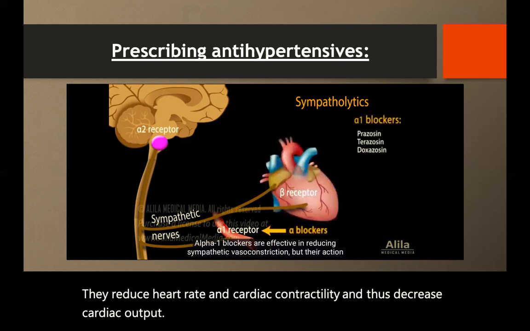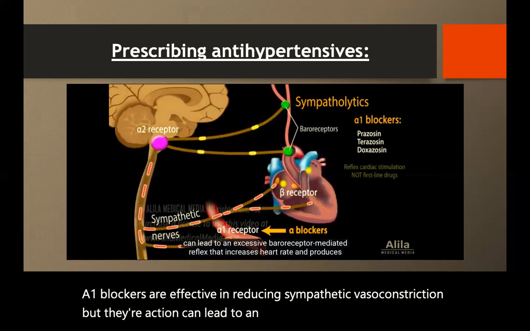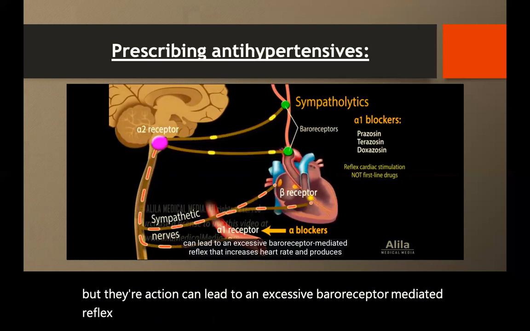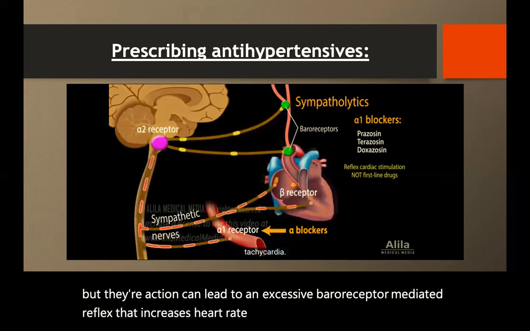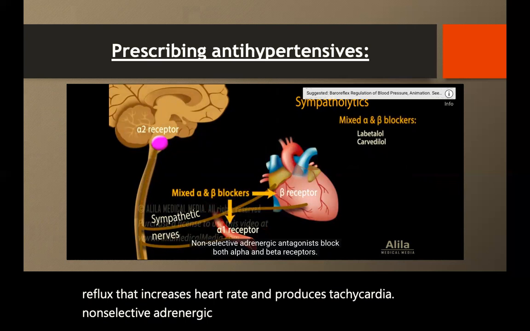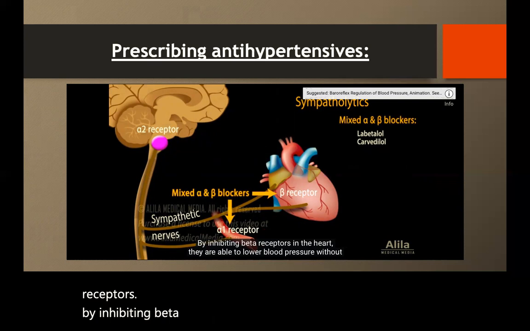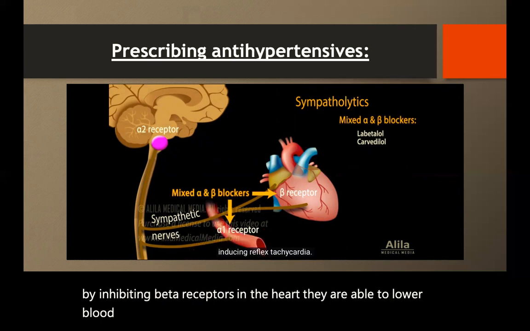Alpha 1 blockers are effective in reducing sympathetic vasoconstriction, but their action can lead to an excessive baroreceptor mediated reflex that increases heart rate and produces tachycardia. Non-selective adrenergic antagonists block both alpha and beta receptors. By inhibiting beta receptors in the heart, they are able to lower blood pressure without inducing reflex tachycardia.